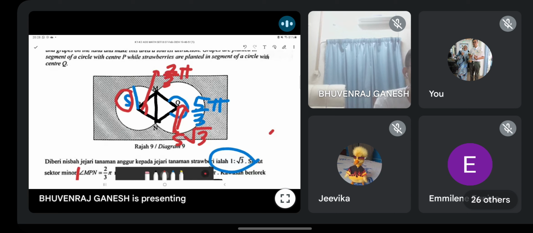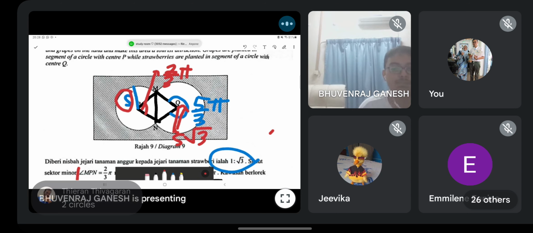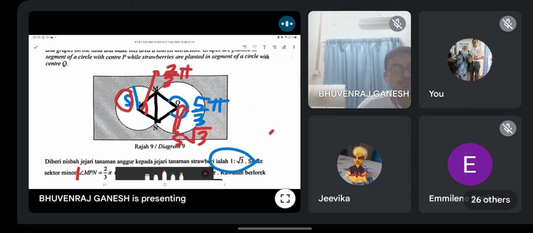So guys, if you see this kawasan tak berlorek, what does it consist of? Apa dia kandungi? Can you all tell me? What plus what? No. Deeper a bit. Lihat lebih mendalam. Based on what I drew. Besides two circles. Sectors.